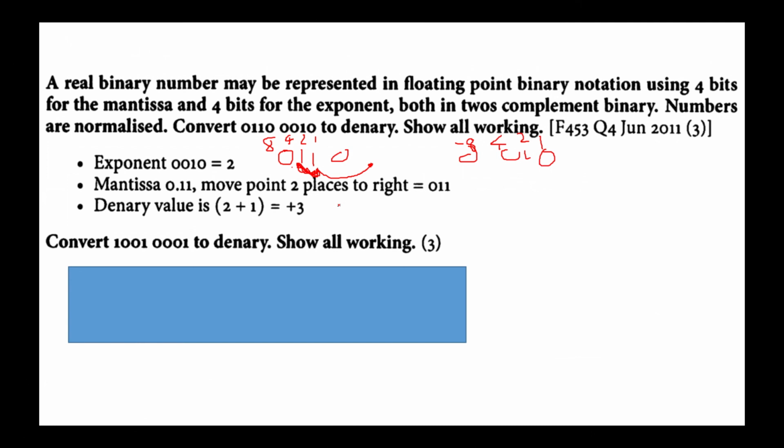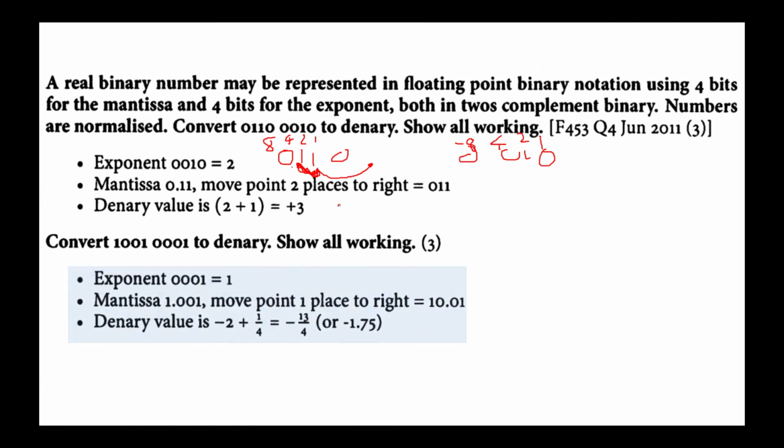So now the next question, convert 10010001 to denary. The same 4-bit mantissa and 4-bit exponent. So the exponent is 0001, as you saw up here, getting the one from there. The mantissa is 1.0. Oh, it's going to be a negative number. What you remember is that 0.1 is positive, then 1.0 is a negative number.